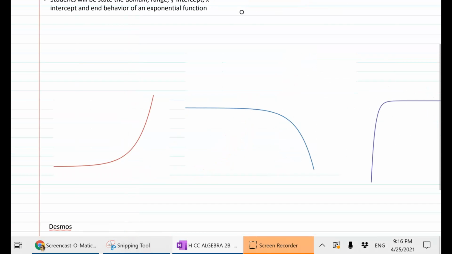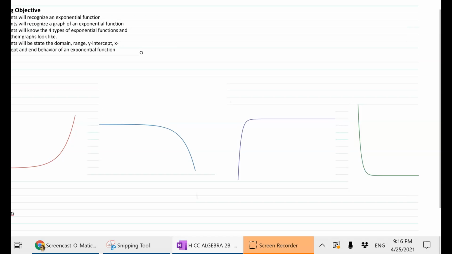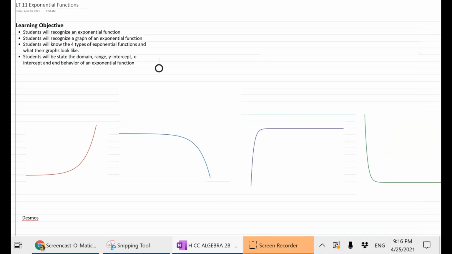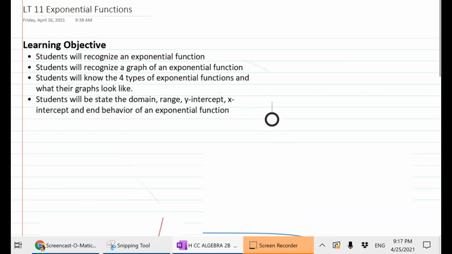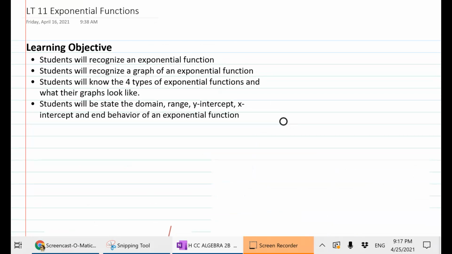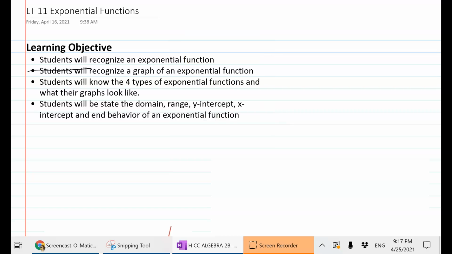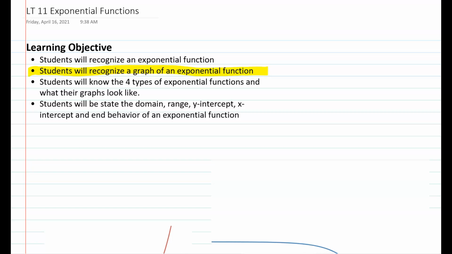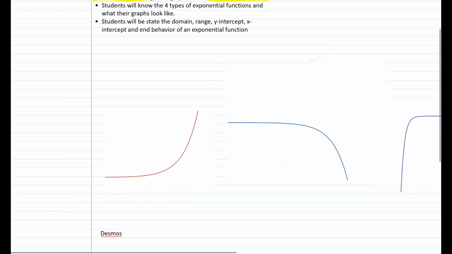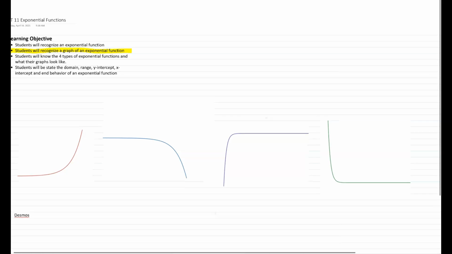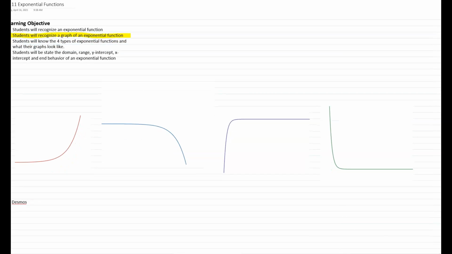Here are the four different types of exponential functions. This is what they look like. You remember how I told you to make sure you read what the learning targets were? Learning objective. Bam! Students will recognize a graph of an exponential function. Here are the four types again. Here's what I want you to do. On your paper, I want you to draw them. Super important. Here's how we're going to draw them.